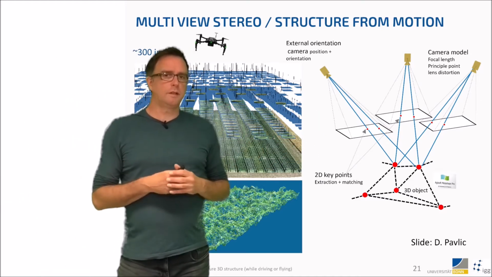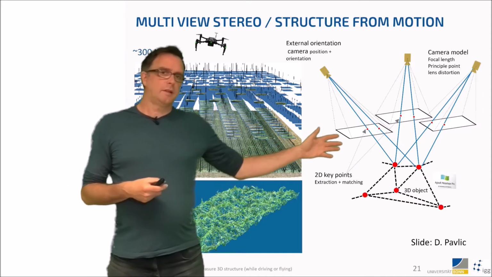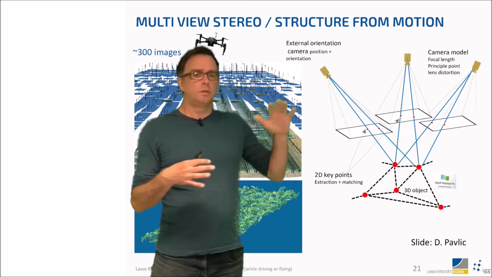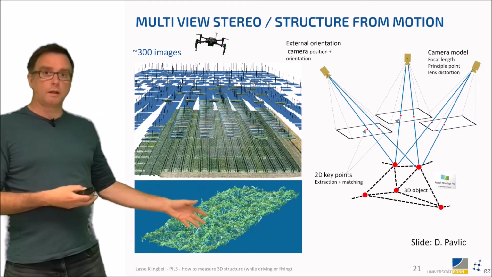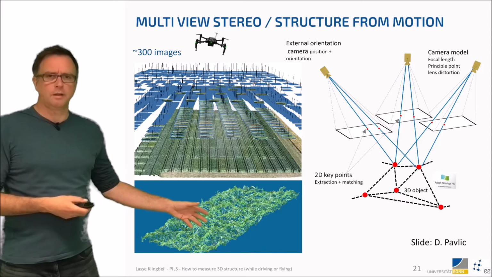I don't want to go into details at all here, but this is something that you may have seen, and it's based on this idea of geometry and seeing points in multiple images. And with this you can generate point clouds as well. Like you can see here, a point cloud of a surface of some, I think it's a wheat field.